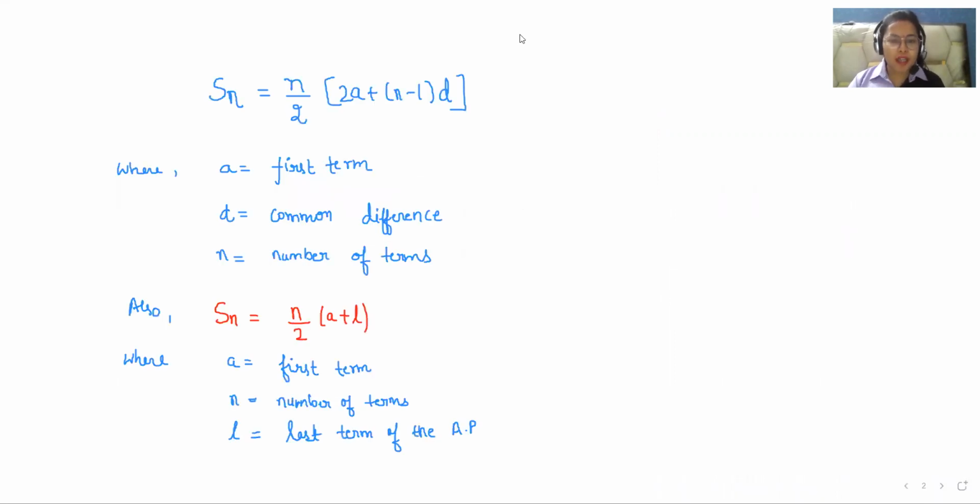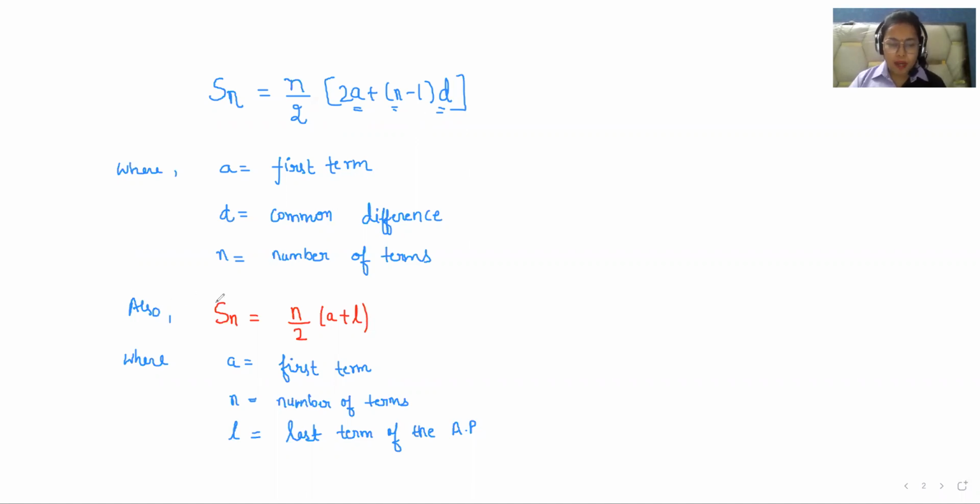Our first formula is Sn equals n over 2 times (2a plus (n minus 1) d), where a is the first term, d is the common difference and n is the number of terms. With the help of this formula, we can find the sum of the AP.